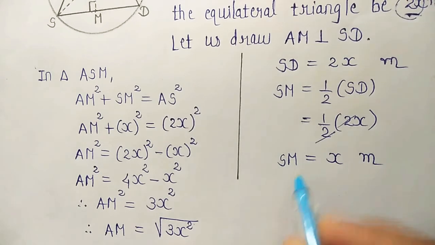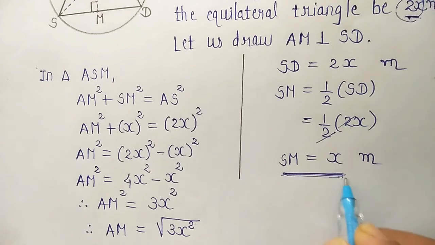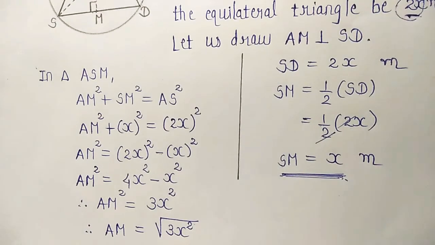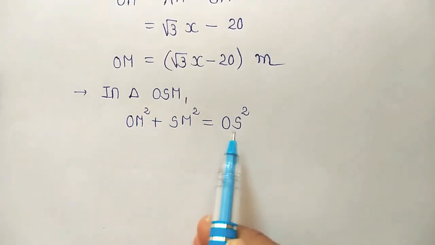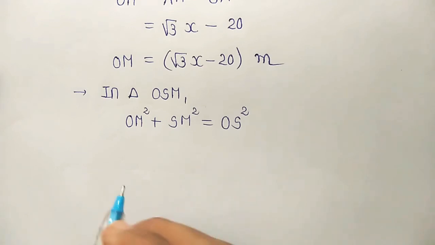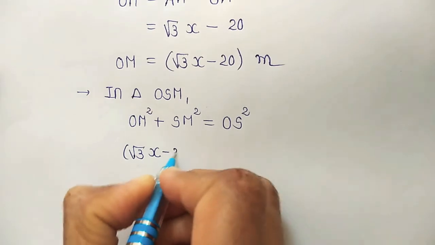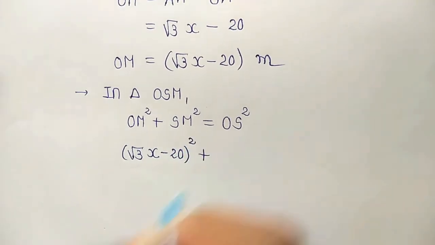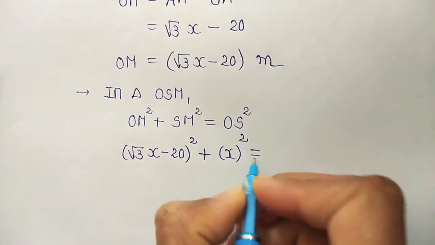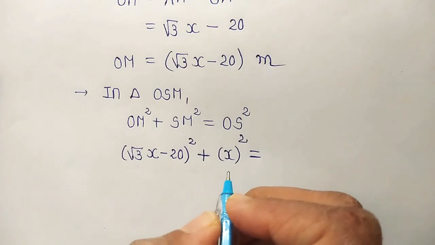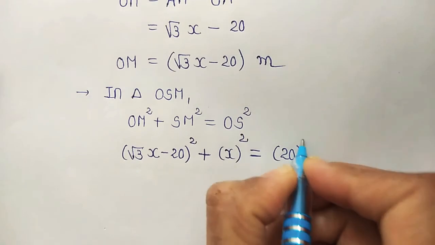We have already taken value of SM as x. Here it is, so we will put this value of SM. In triangle OSM, OM square plus SM square is equal to OS square. Let us put all the values. OM square is (root 3x minus 20) whole square, plus SM is x, so x square is equal to OS square. OS is a radius, so it is 20 square.